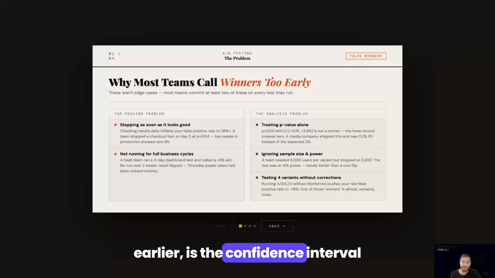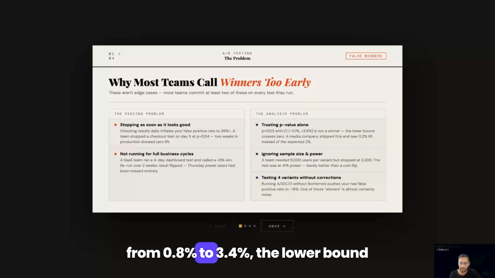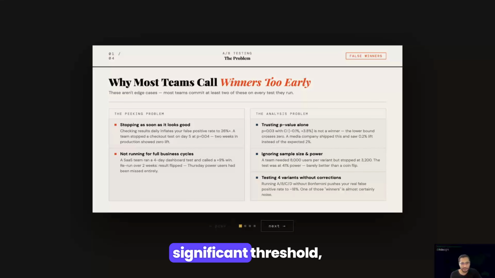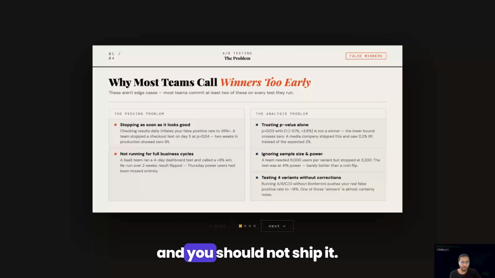Is the confidence interval entirely above your minimum detectable effect or not? For example, if your MDE is at 2% and your confidence interval ranges from 0.8% to 3.4%, the lower bound does not clear your threshold. The p-value might be below your significance threshold, but you have to extend this test and you should not ship it.